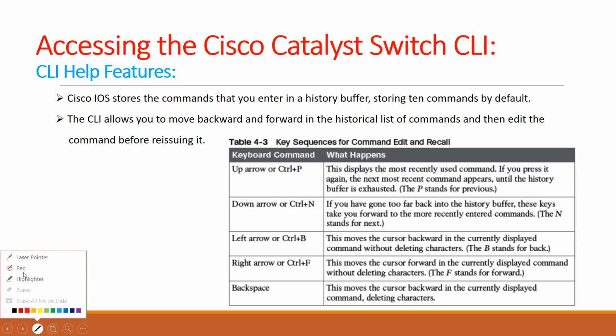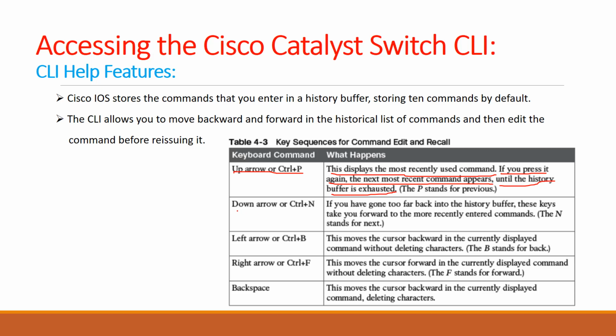As we saw in Packet Tracer, the up arrow or Control P displays the most recently used command. If you press it again, the next most recent command appears until the history buffer is exhausted. The down arrow or Control N does the opposite. If you have gone too far back into the history buffer, these keys take you forward to the more recently entered commands. The N key in the keyboard stands for next. P stands for previous.